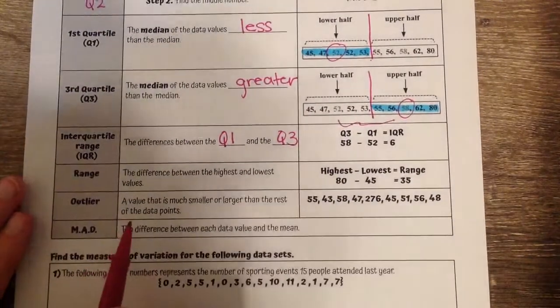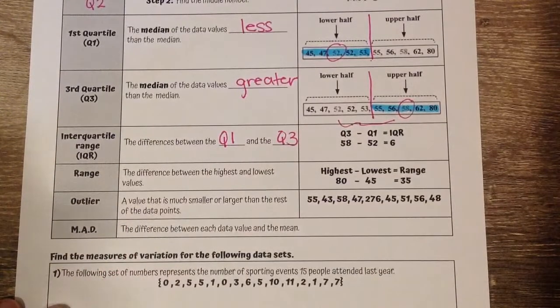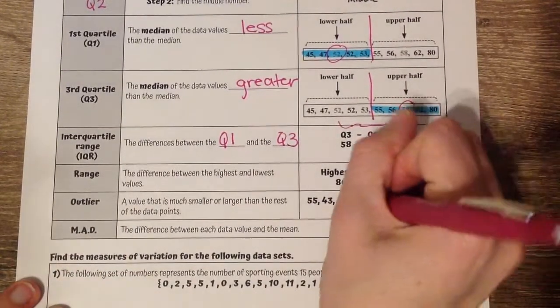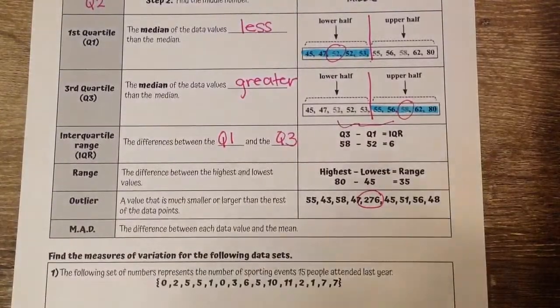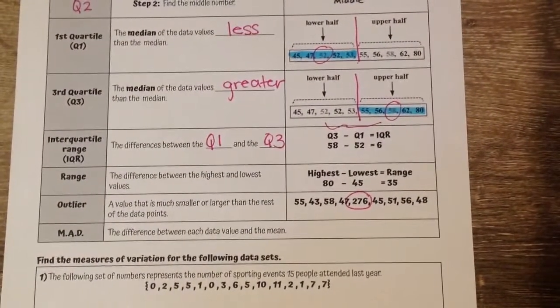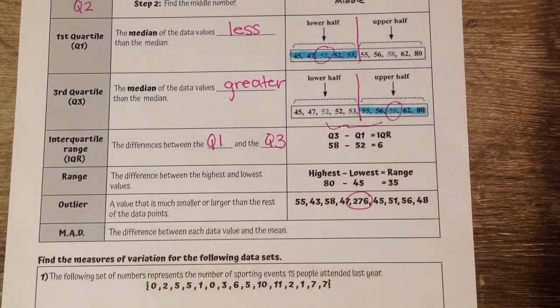Outliers are values that are much smaller or larger than the rest of the data points. So something that does not fit in with the rest. So for example, here, 276 does not fit in with the rest of the data. It's an outlier. You can have outliers that are really small, or you can have outliers that are really high.